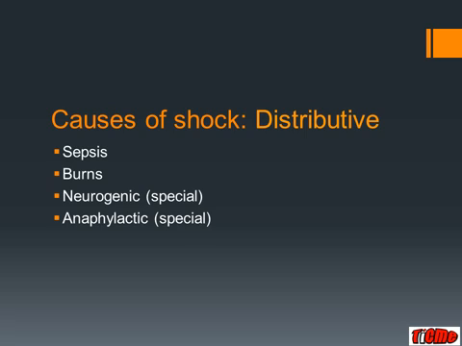The other special form of distributive shock is anaphylaxis, and it's special because it's not only distributive shock that makes a patient very sick. In anaphylaxis there's also a direct myocardial depressant effect which causes cardiogenic shock, and of course you get the acute airway swelling in both the upper and lower airways, leading to severe bronchospasm and angioedema.